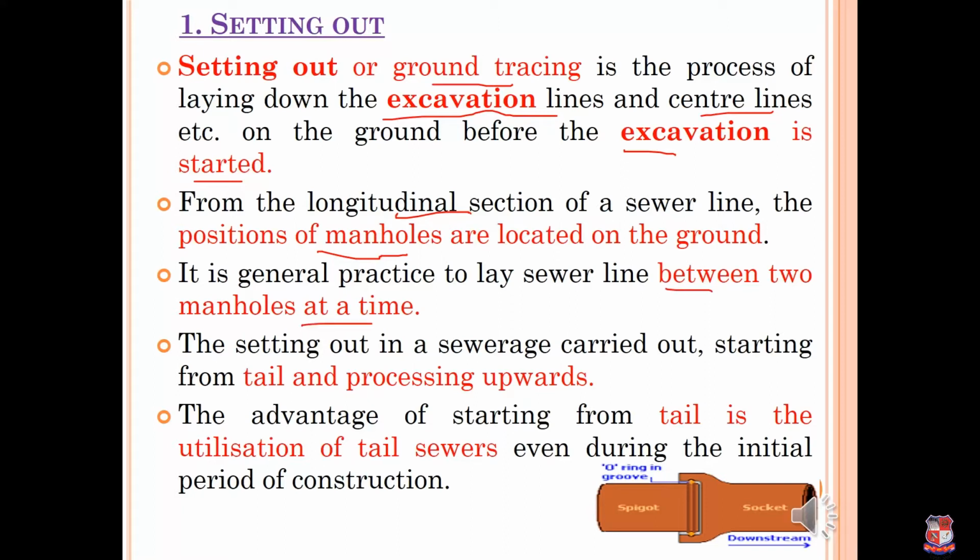The setting out in the sewerage is carried out starting from the tail end and proceeding upward. Generally tail end means last end, means suppose the sewer is going to discharge its wastewater in a treatment plant. So you have to start from the outfall sewer, the last sewer which is discharging wastewater into the sewage treatment plant. The advantage is that if you start from the tail end, it can be useful for the utilization of the tail sewers even during the initial period of construction. If you want to use the rear portion, you can use it. That's why the work is progressed from tail end to upward end.